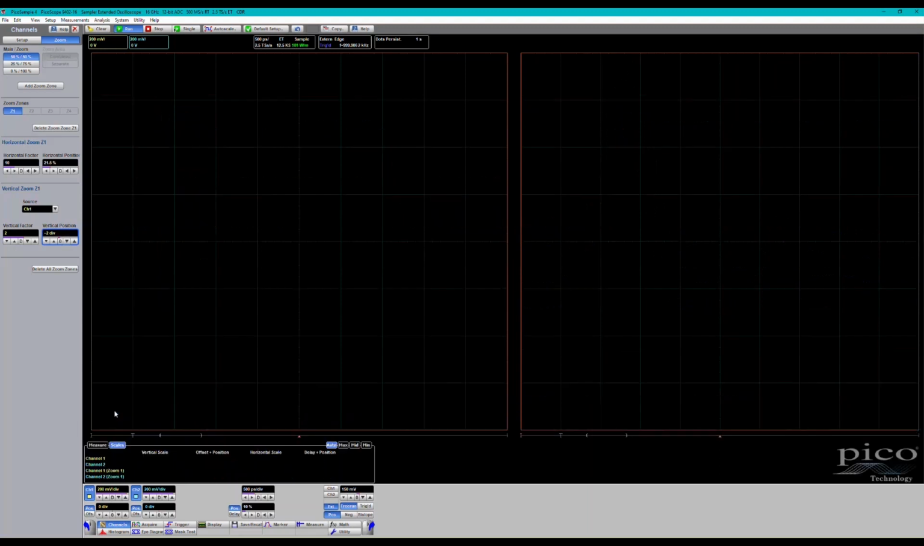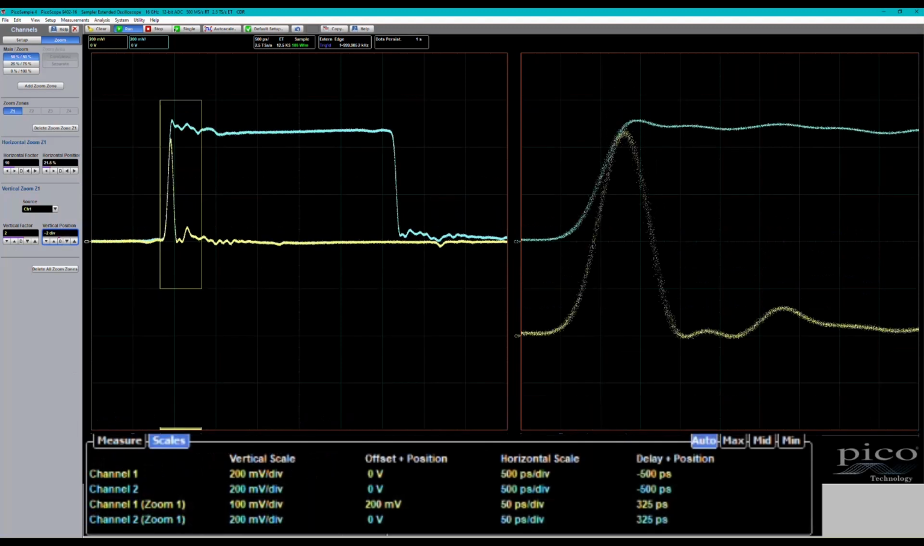Now, if we take a look at the scaling here, I've got 50 picoseconds per division on this zoom trace to the right, 500 picoseconds per division on the left. As we said, there's a scaling factor of 10 between the two.